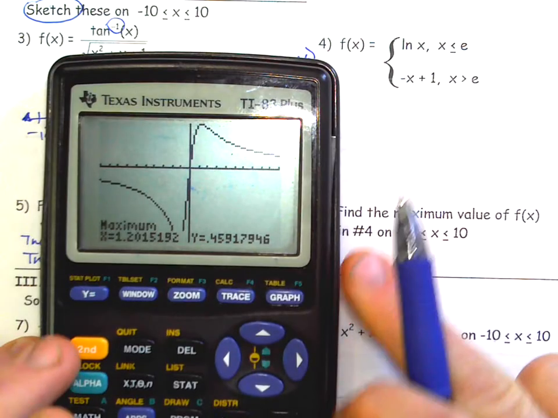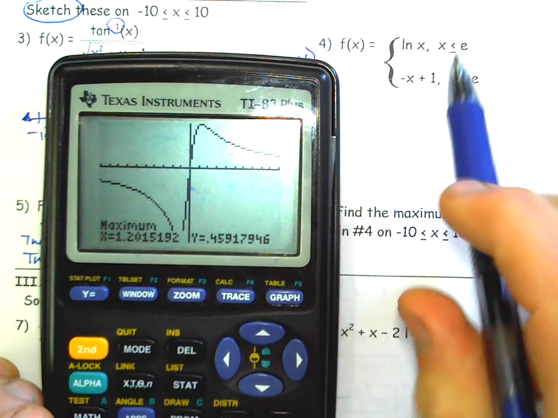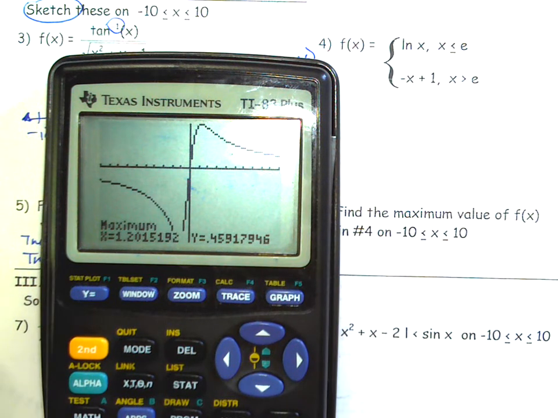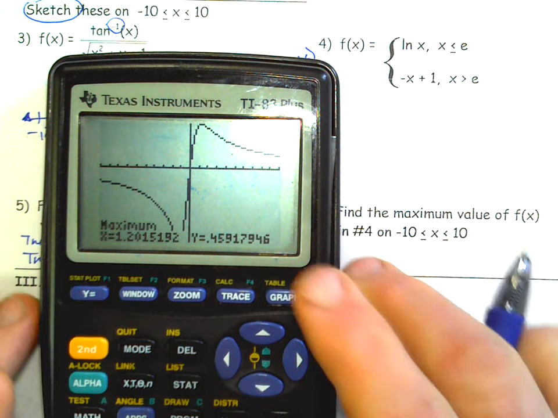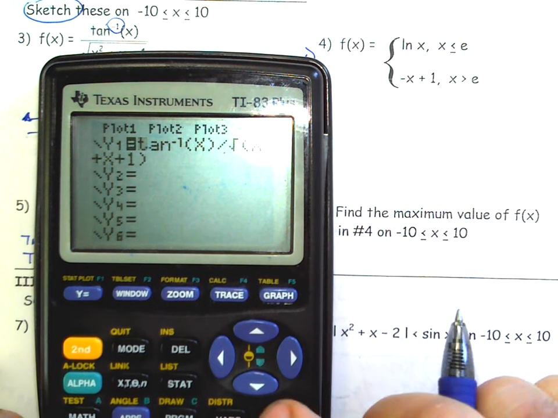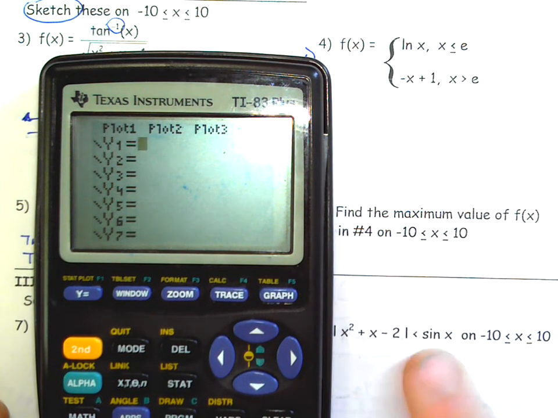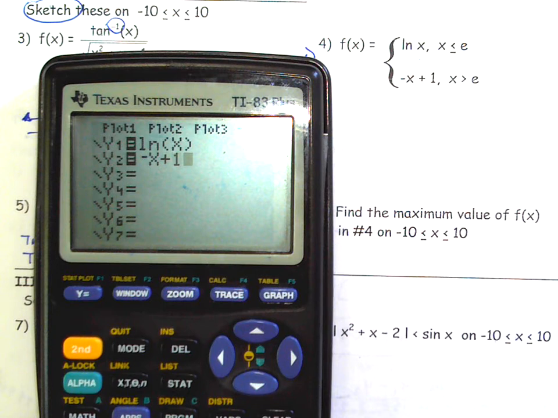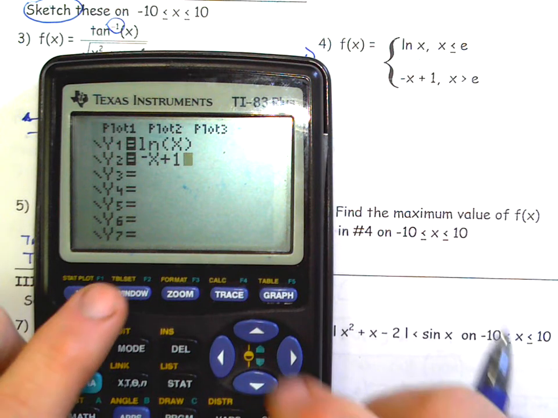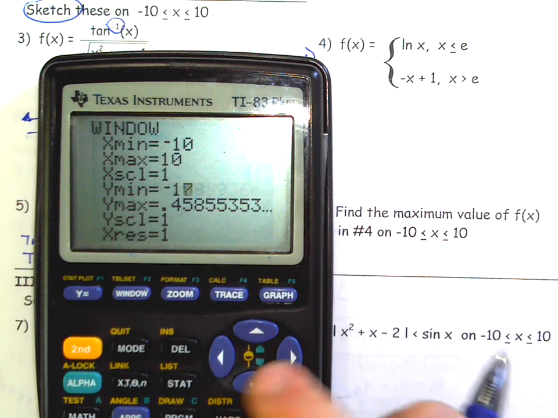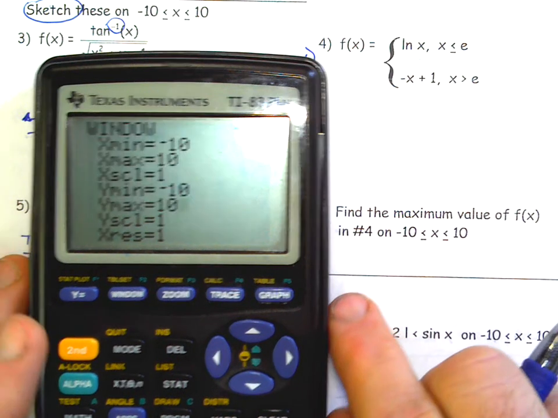Okay, this is called a piecewise graph. That means part of the graph is defined by this curve, and part is defined by this curve. Now, you can't really graph piecewise graphs perfectly, but we could graph them on here in a way that could help us sketch the graph. So we'll put natural log of x in, and we'll put negative x plus 1. And the window, I don't know, we could go negative 10 to 10, negative 10 to 10, which is standard window, by the way. You could do zoom 6.